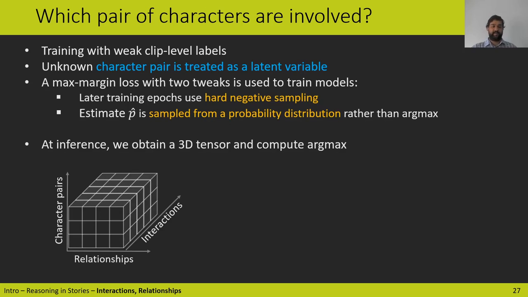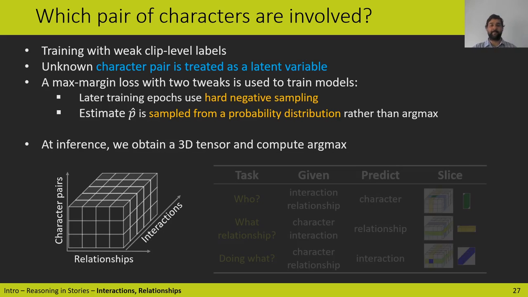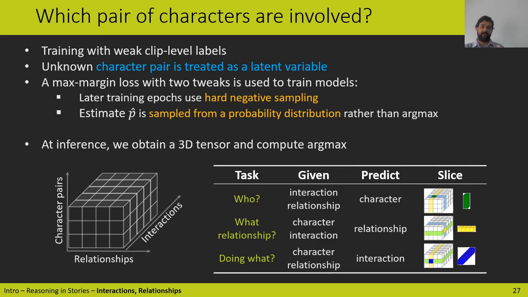Essentially what we have is a 3D tensor where we are given a bunch of relationships, a bunch of interactions, and all possible character pairs in this particular clip. So we can predict who is interacting given the interaction and relationship, or what is the relationship given the characters and interaction, or what are they doing given the characters and the relationship, by slicing the different aspects of this tensor.